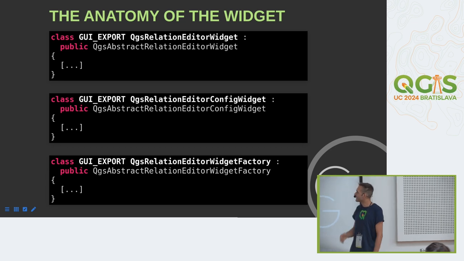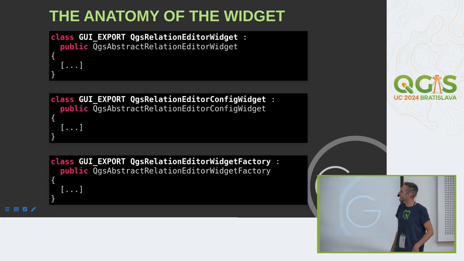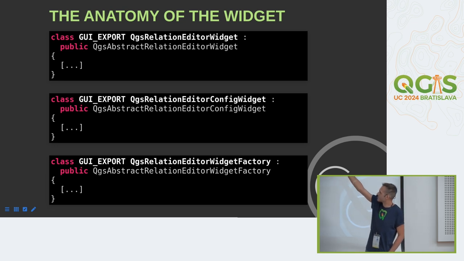Now, if we want to superpower the Relation Editor widget, we check the anatomy of this. It looks more or less the same as with the normal widget: we have the Relation Editor widget based on an abstract base class, the Relation Editor config widget based on an abstract base class, and we have the factory.